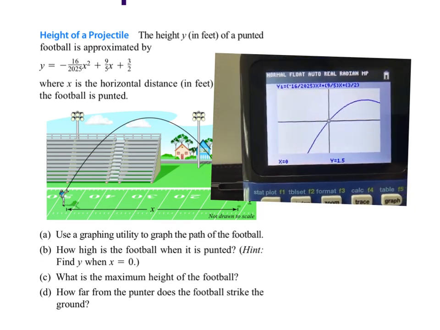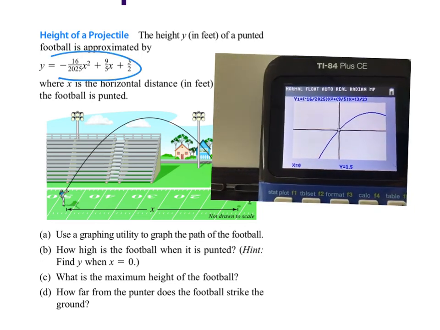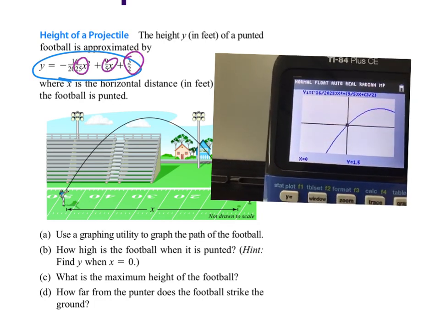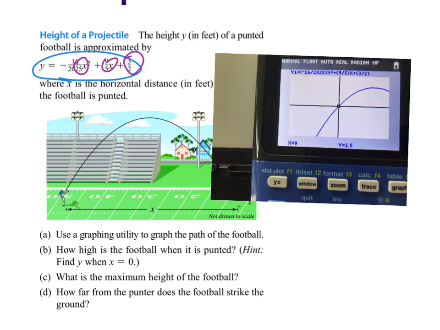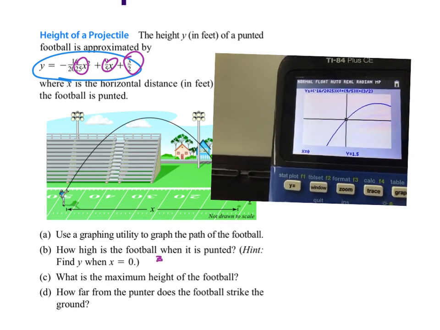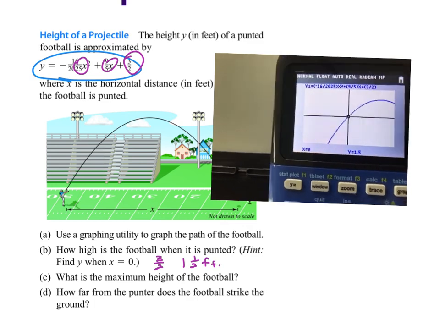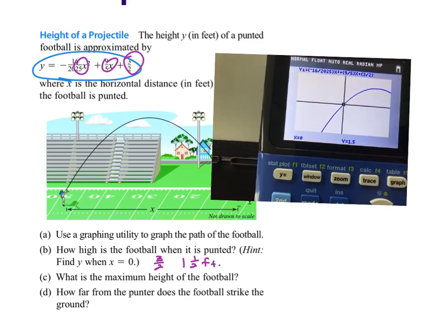Or you can actually use your equation. My equation's in quadratic form, which means if I plug in 0 for x, my y-intercept's already pretty visible, right? It's 3 halves, or 1 1/2 feet. Because if you've ever punted a football, you're not punting it off the ground, right? You drop it and punt it.